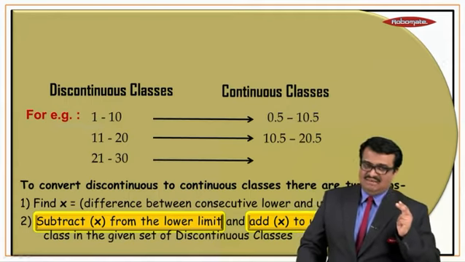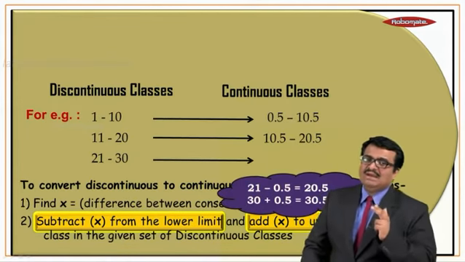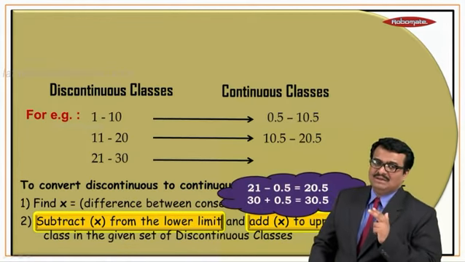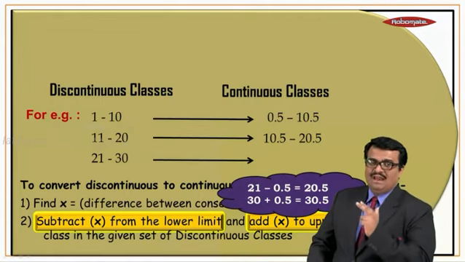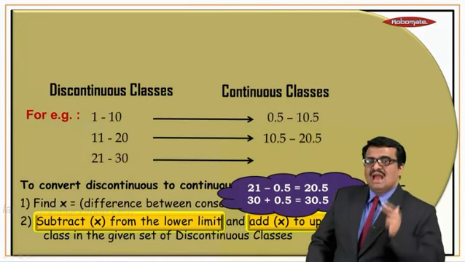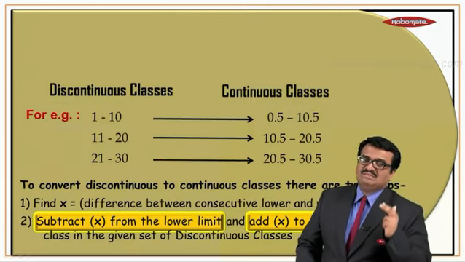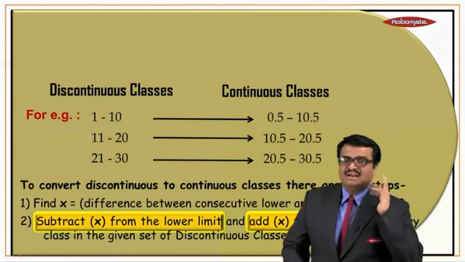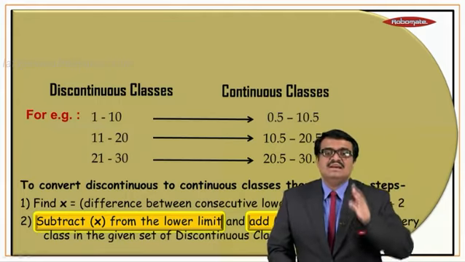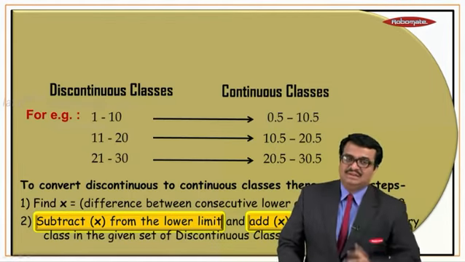The third one also the same way. Subtract 0.5 from the lower limit and add 0.5 to the upper limit. So 21 minus 0.5 gives you 20.5 and 30 plus 0.5 gives you 30.5. So the last class becomes 20.5 to 30.5. This is the way we convert discontinuous classes to continuous.